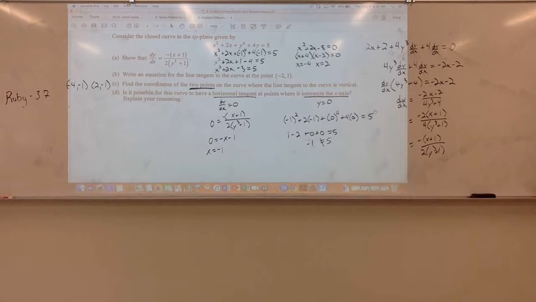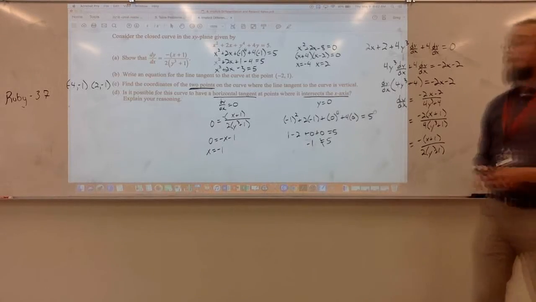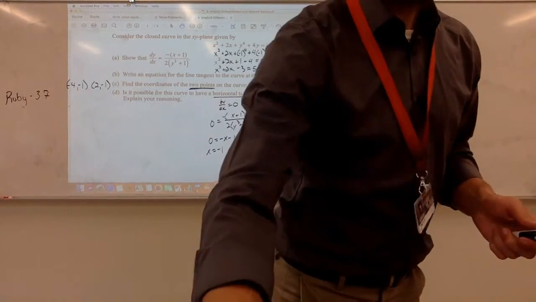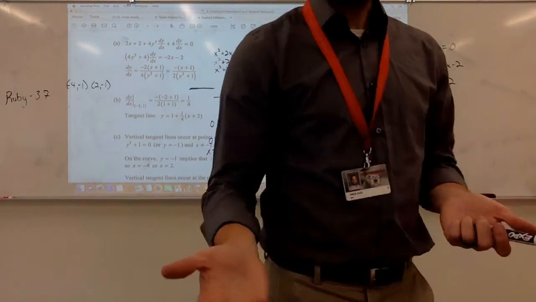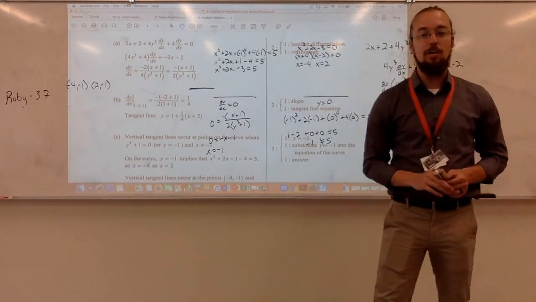Okay. Questions on that one? You were good on A and B? If we look at the scoring breakdown on the next page, you would have gotten 4 points for parts A and B.